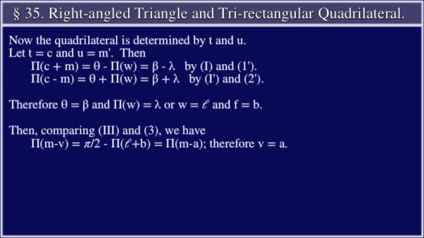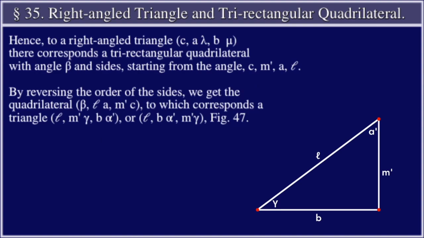Then, comparing equations III and 3, we have the parallel angle of M minus V is equal to π over 2 minus the parallel angle of L plus B, equal to the parallel angle of M minus A, and therefore V is equal to A. Hence, to a right-angled triangle C A λ B μ, there corresponds a tri-rectangular quadrilateral with angles β and sides starting from the angle C M prime A L. By reversing the order of the sides, we get the quadrilateral β L A M prime C, to which corresponds a triangle L M prime γ B α prime, or L B α prime M prime γ, figure 47.